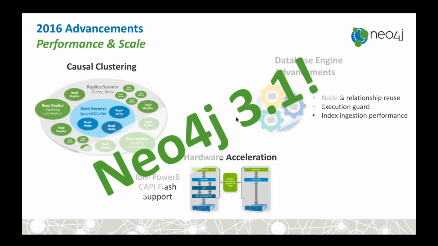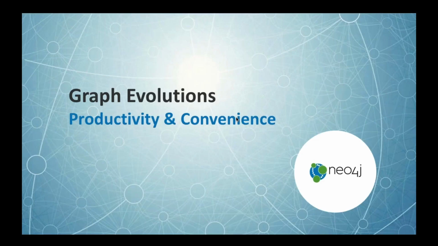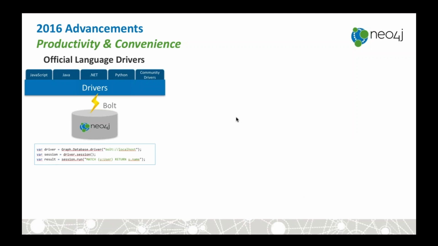So that's performance and scale. Let me talk about productivity and convenience, theme number 2. In 2016, we introduced official language drivers. Those are backed by the binary protocol that I mentioned, which is called Bolt. So it's a really nice, convenient, uniform way to develop with Neo4j. And there's now a type system that's uniform across the storage format, Cypher, the drivers, and Bolt.